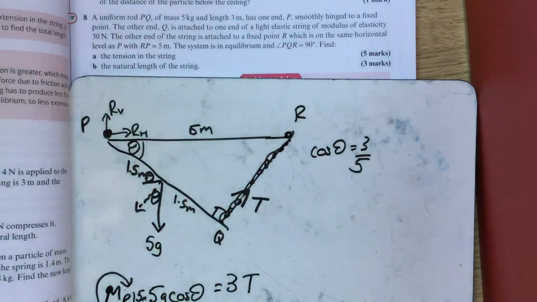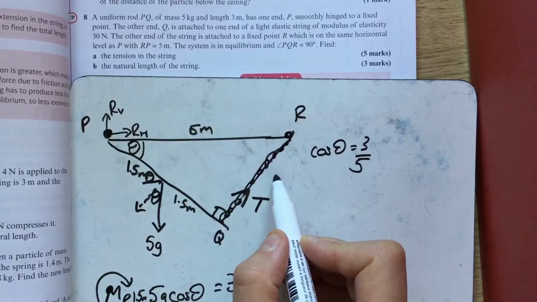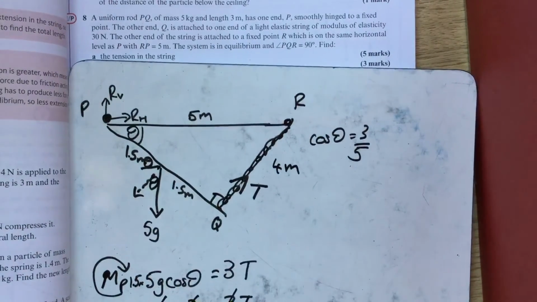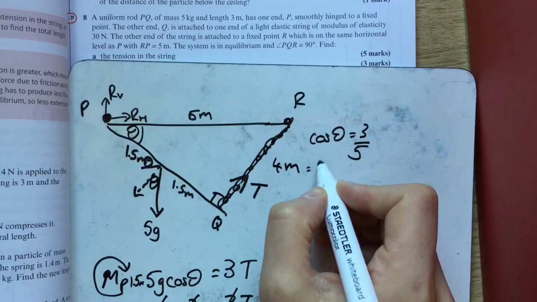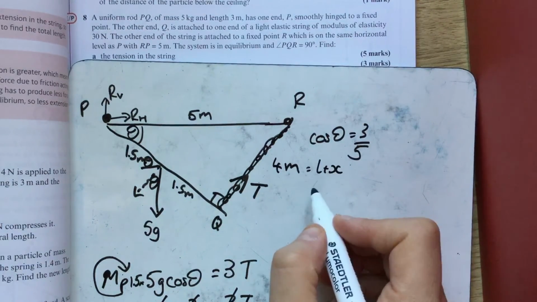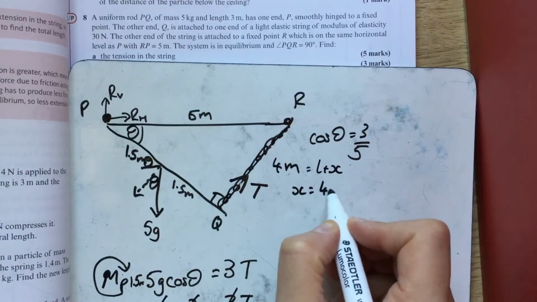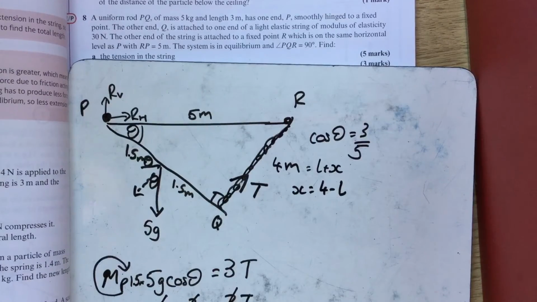So then it's just a case of thinking, okay, well, the natural length of the string. Well, this was a Pythagorean triplet, so we know that this here is going to be equal to 4 meters when it's extended. So that 4 meters is actually equal to my natural length plus my extension. So if I wanted to keep everything in terms of my natural length, my extension is 4 minus L. So then I can use our classic favourite, T equals modulus elasticity times by the extension divided by the natural length.